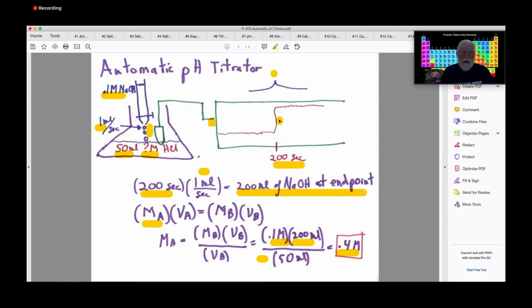The fact that the endpoint is so drastic makes it very, very valuable in chemistry. And you guys use the same thing. How did you know when the endpoint occurred when you did this laboratory? You got a color change in phenolphthalein. And why does it change colors? Because the pH changes so drastically at the endpoint. So it's really a wonderful thing that this actually happens in chemistry.